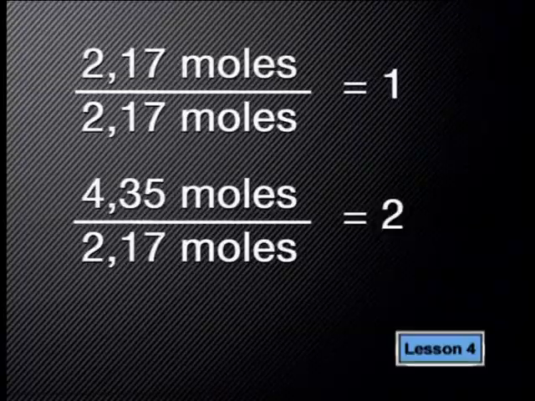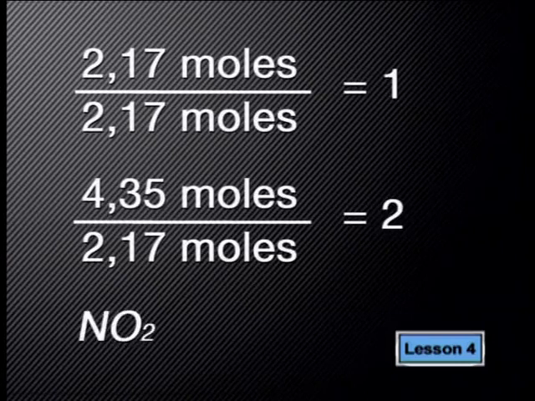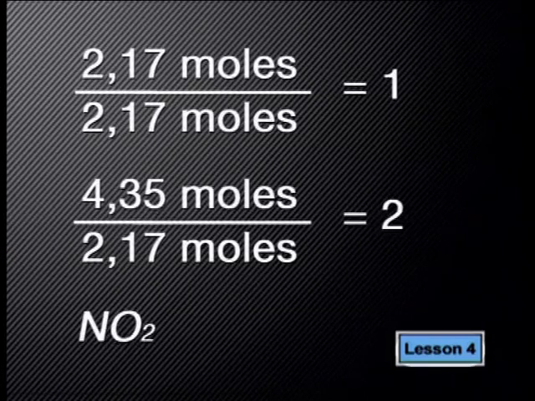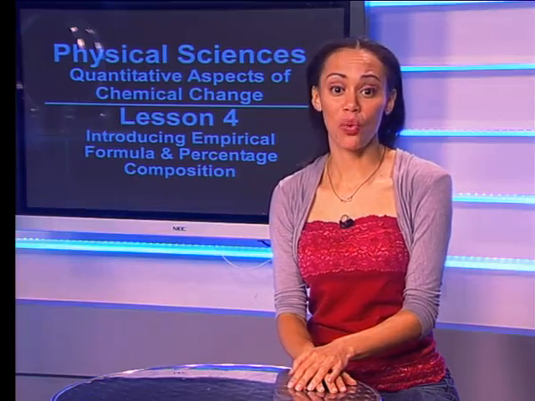Now, to find the simplest ratio, I have to divide through by the smallest number of moles, in this case 2,17. So 2,17 moles divided by 2,17 moles gives us an answer of 1. 4,35 moles divided by 2,17 moles gives us an answer of 2. The simplest ratio of nitrogen to oxygen is 1:2. This means the empirical formula for this compound is NO2. I'm sure you followed the calculations quite easily.